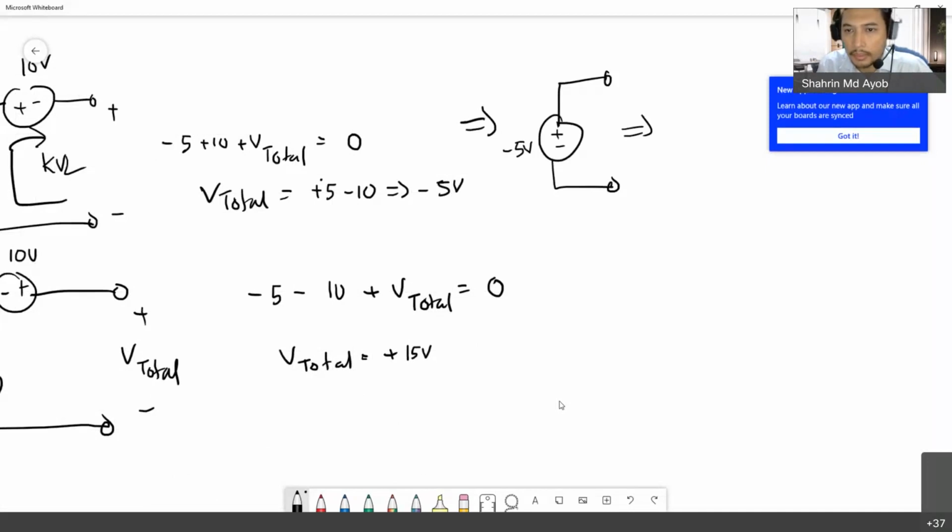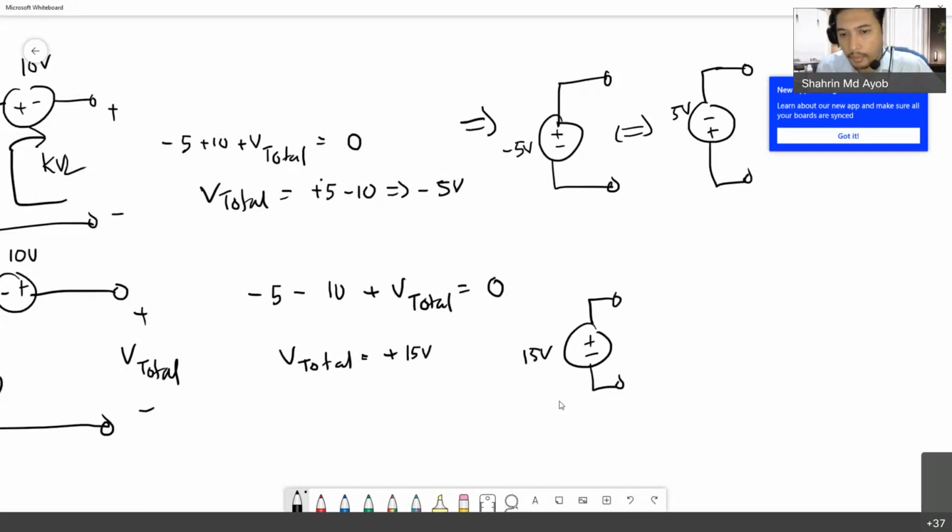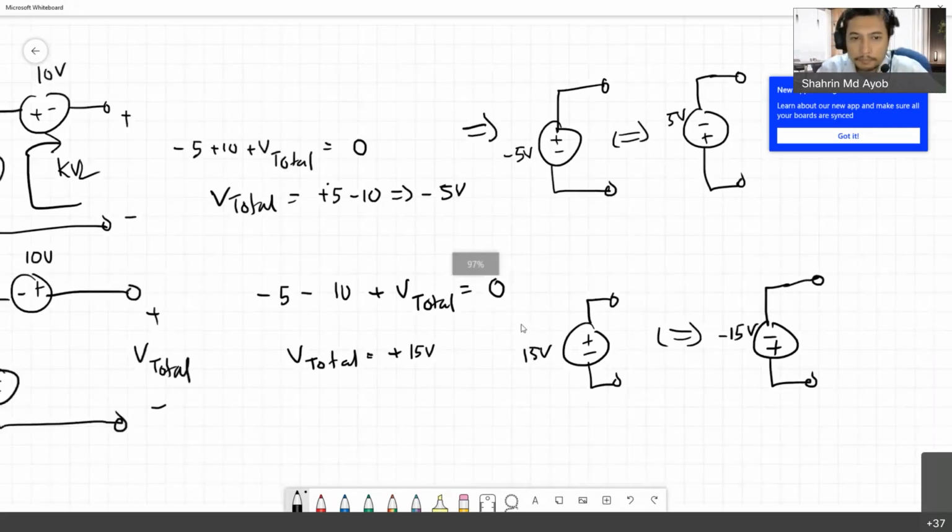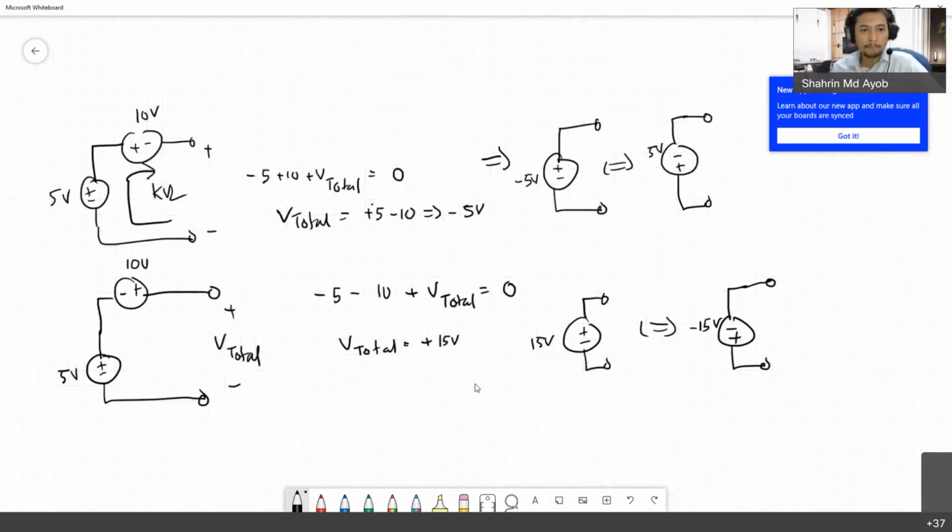Or you can write it with the polarity changed, so this one is 5 volt here. This one is positive 15 volt, or you can also write it as negative, so you need to change the polarity. This one will become negative volt. Clear? I hope this one is clear.